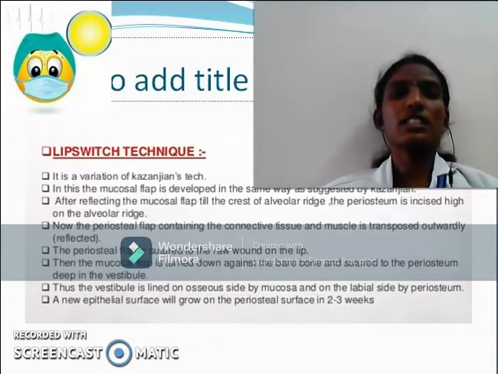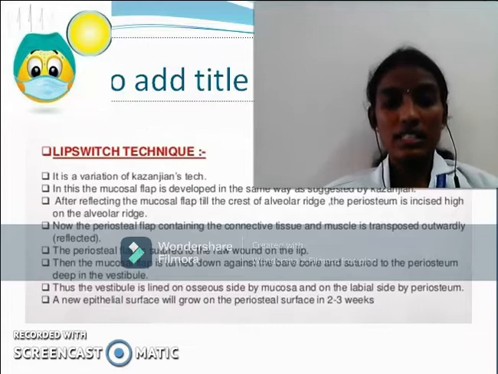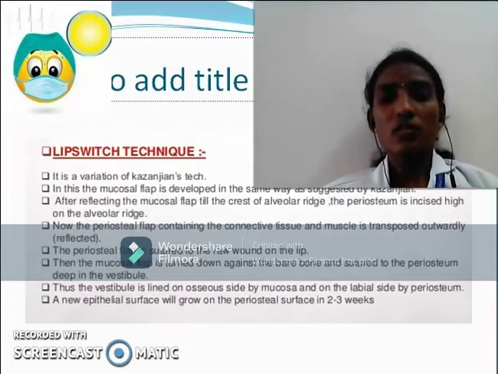Lipsis technique is a variant of Kazanjian technique. The mucosal flap is developed in the same way as in Kazanjian's. After reflection of the mucosal flap to the crest of the alveolar ridge, the periosteum is incised high on the alveolar ridge. Now the periosteal flap, containing connective tissue and muscles, is transposed outwardly.